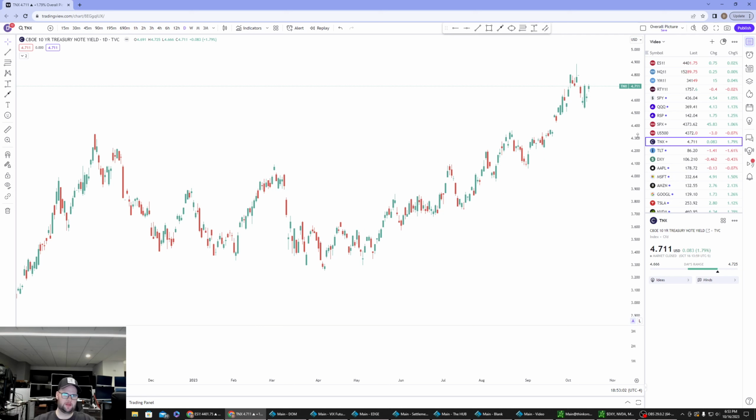So remember, in the earlier months of the year, we had the banking stress, right? Part of the reason as to why a few banks blew up was because of higher yields. Okay, so like I said, the higher TNX goes has a lot of implications on other market variables.